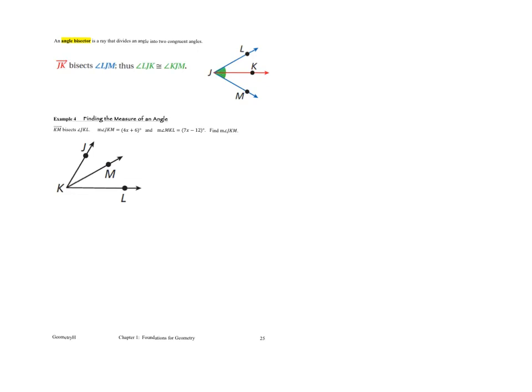I don't like that they really just colored it the same. So I'm going to add in some tick marks here. That one is congruent to that one. Okay, find the measure of each angle.